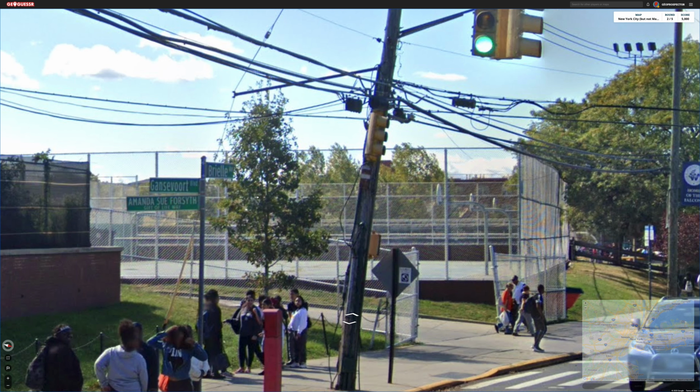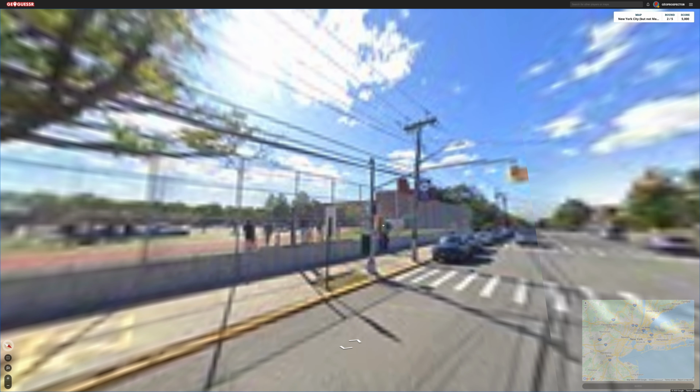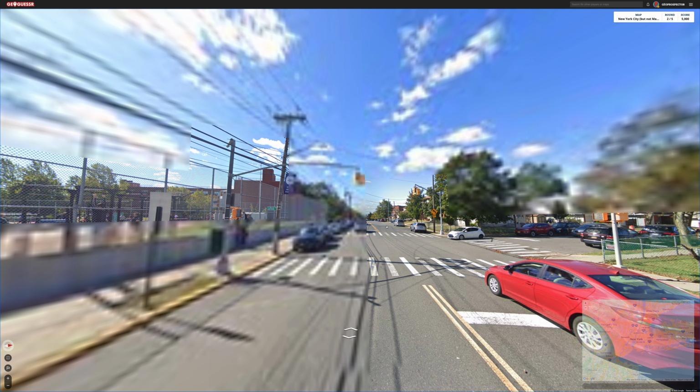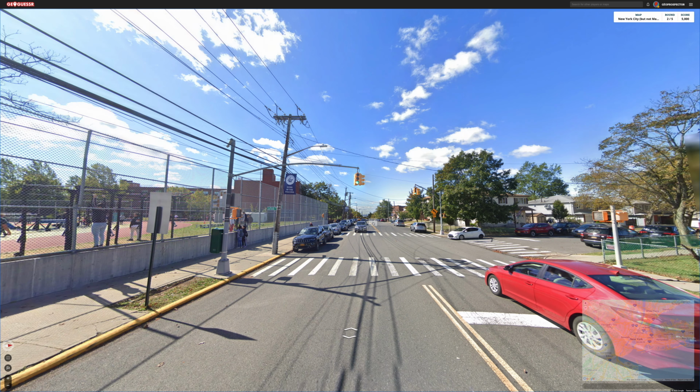Gainsford. Gainsford Boulevard. Does that ring a bell? Maybe. I'm still not sold on this place. Gainsford though does ring a bell. So let's see. It's clearly some huge school because there's just buses lined up for acres.